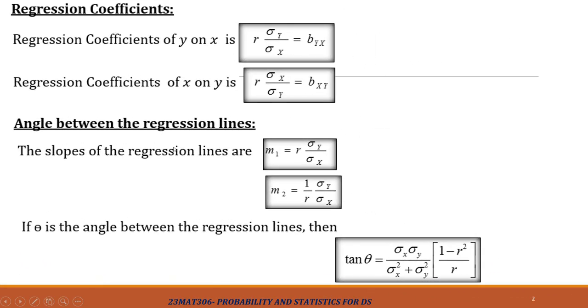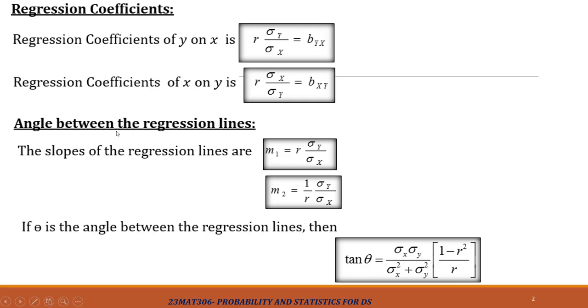Next, we will talk about the regression coefficient of y on x. The notation is b suffix yx, which is equal to r into sigma y by sigma x. And the regression coefficient of x on y has the notation bxy, which is equal to r into sigma x by sigma y.